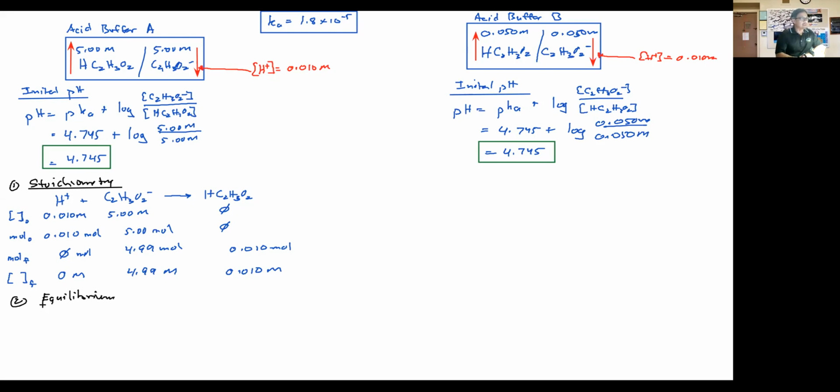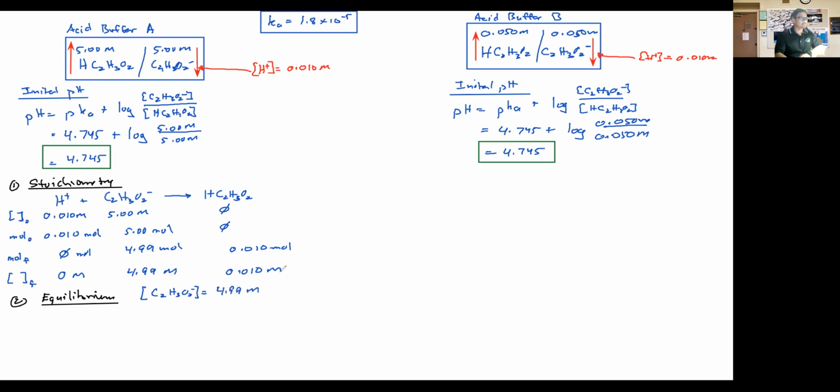And again, we should be able to use the Henderson-Hasselbalch equation to determine the pH. So we have the equilibrium concentrations of acetate. We drop from 5 down to 4.99. So the concentration we're going to use for acetate, the equilibrium concentration we will use to determine the new pH, is 4.99.